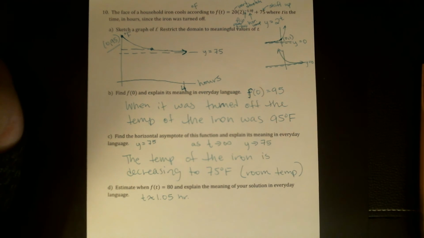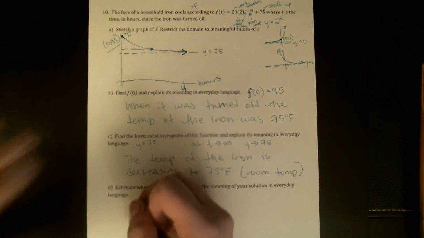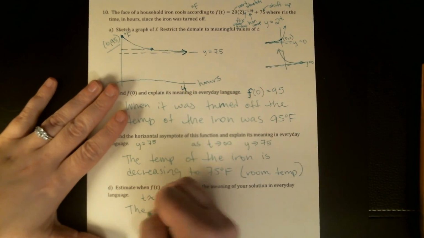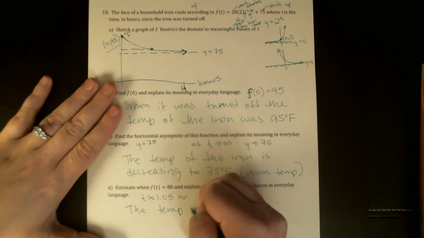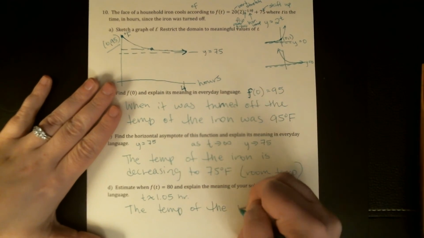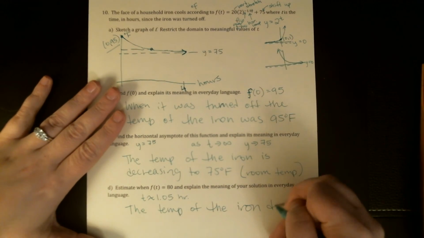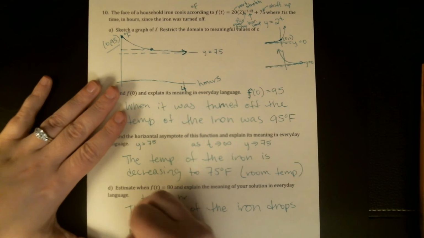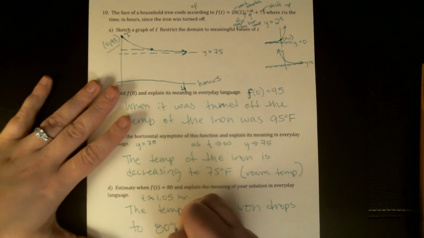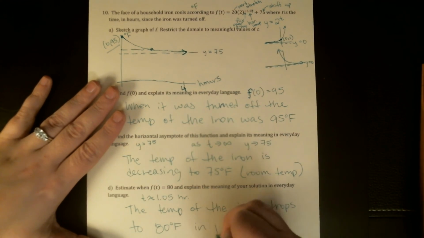Again, it's fine that that's a trial and error for now. After we learn about logs and go through solving exponential and log equations, we'll come back to some problems like this and we'll actually solve them algebraically. Explain the meaning. So what this means is that the temperature of the iron drops to 80 degrees Fahrenheit in just over an hour.